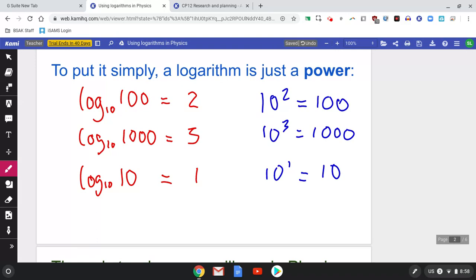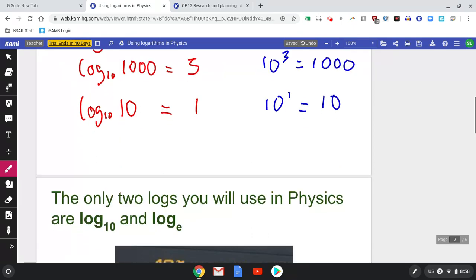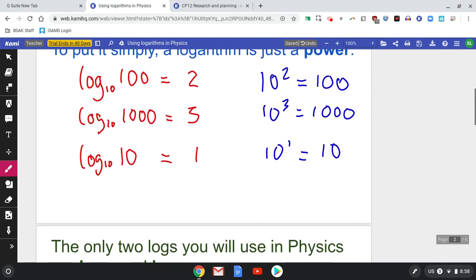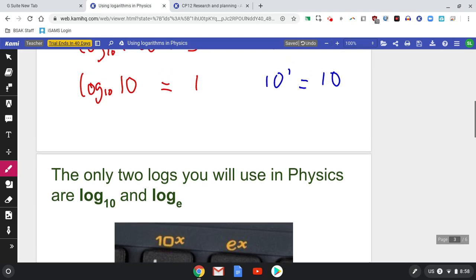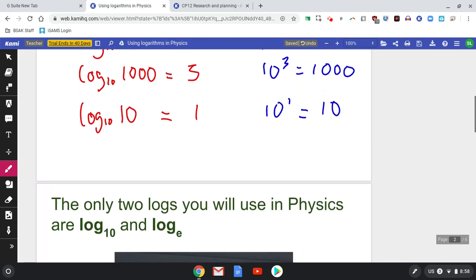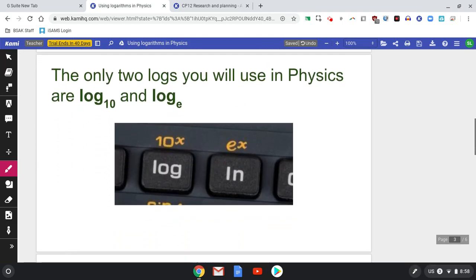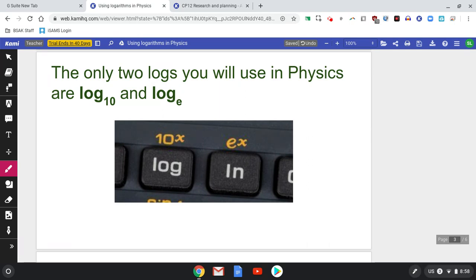Make sense? Easy peasy? Right. The only 2 logs that you need are log 10 and log e. Okay, so log to base 10 and log to base e.